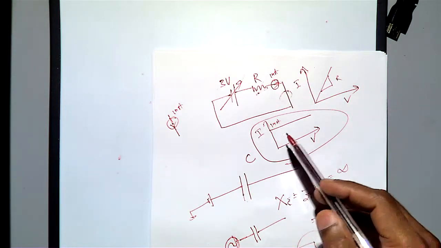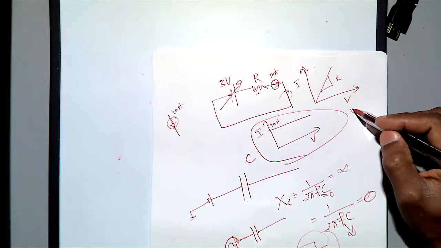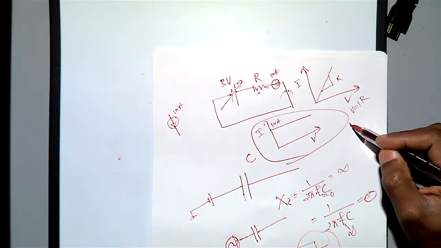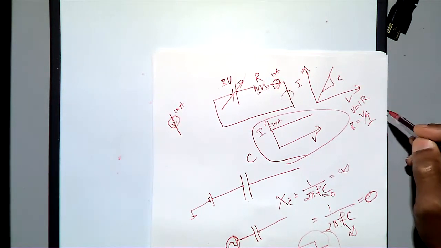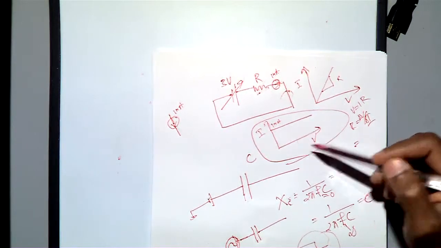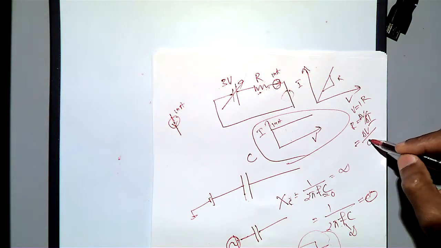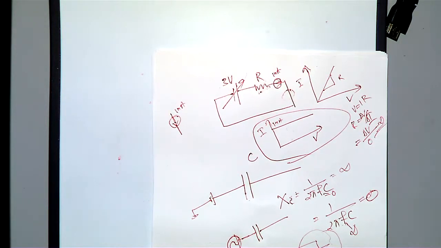But the current source has infinite impedance, the ideal current source. How can you say the current source has infinite impedance? Because of Ohm's law, V equals I into R. So R equals V by I. That means if there is a delta V, there is a delta I. So here, delta V is there, what is delta I? Yeah, so that is the reason an ideal current source has infinite impedance.